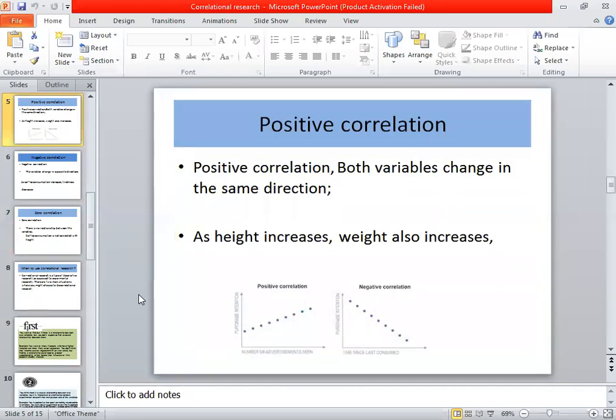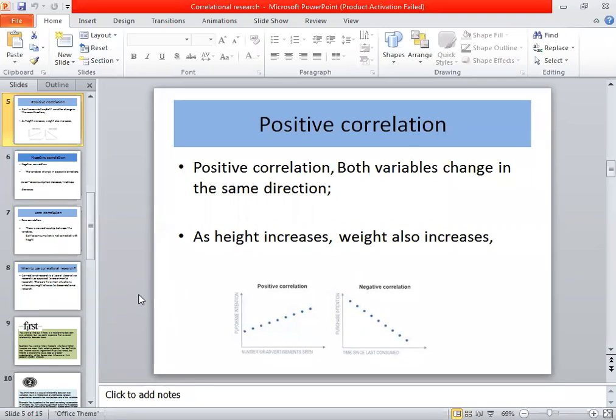Now we are coming to the first, positive correlation between variables. What is the meaning of positive correlation between variables? Positive correlation means both variables change in the same direction. What does it mean? That both the scores on the variables, both the data on the variables in the form of numbers, change in the same direction.